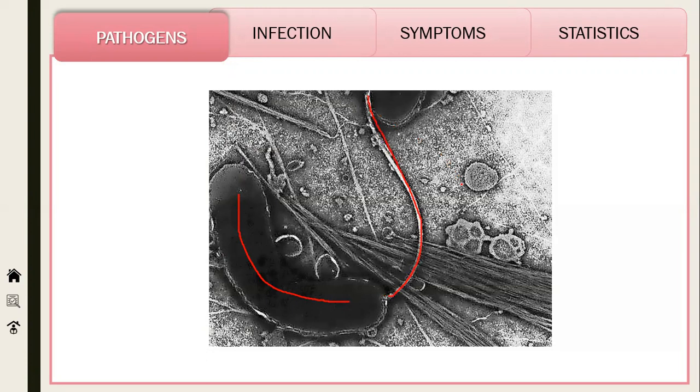This bacterium lives in water, and sometimes it can be found on the skin or on the body of some kinds of water animals, such as crabs, shellfish, or shrimps. And when these pathogens enter the human body, they can cause cholera. The scientific name of this bacterium is Vibrio cholerae. The name Vibrio comes from its comma shape.